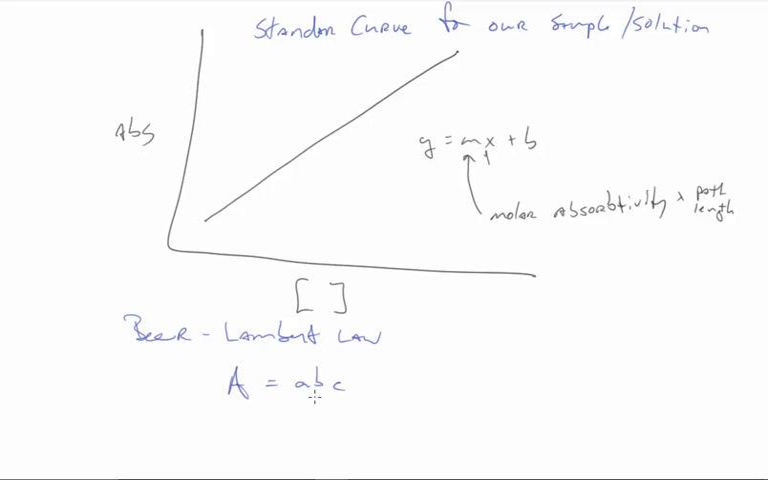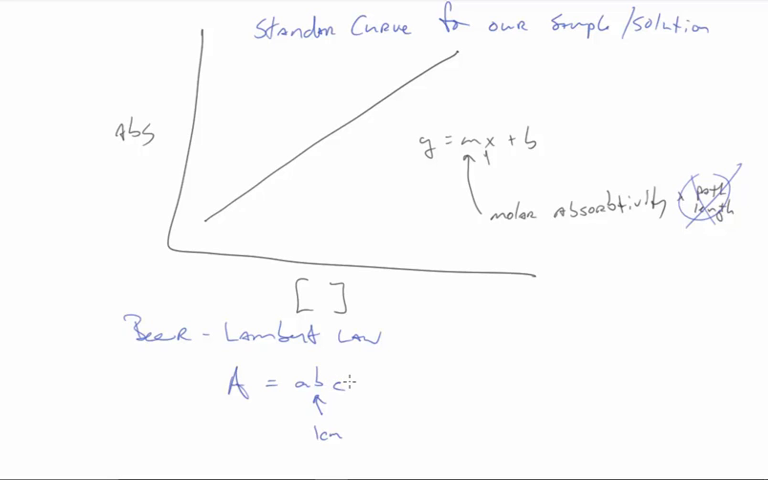The path length, which is b, is essentially how wide our cuvette or test tube is that we stick into the spectrophotometer. Generally speaking, this is always 1 centimeter. So when you come up to your standard curve, that's why sometimes we just ignore it and say that our slope is our molar absorptivity, because a lot of the time our path length is just 1. So it's not anything crazy, all right?